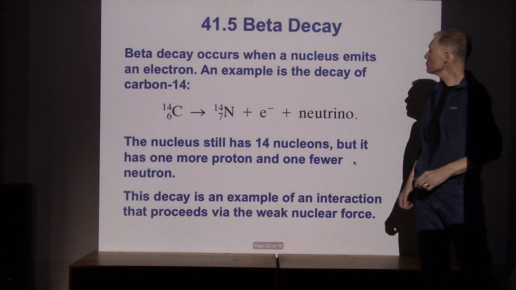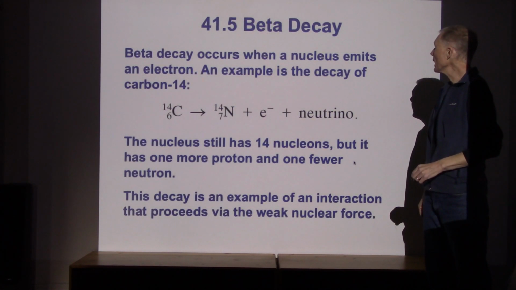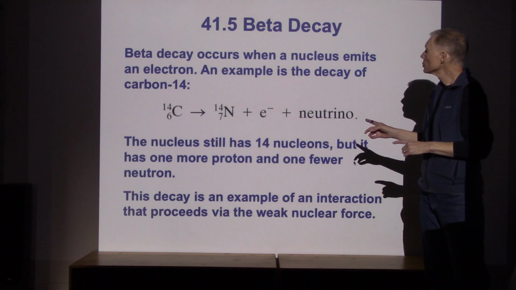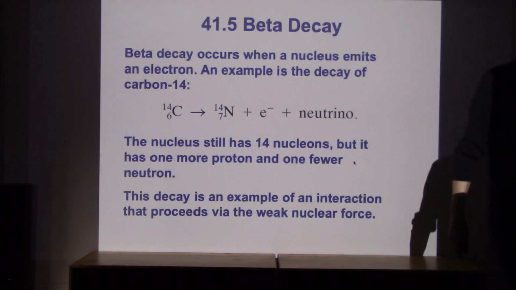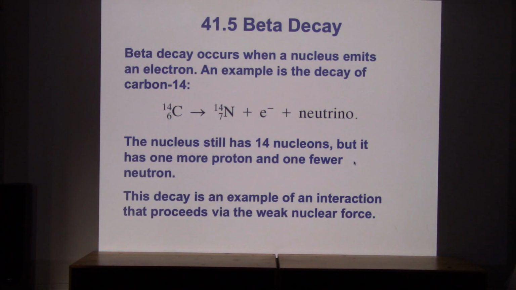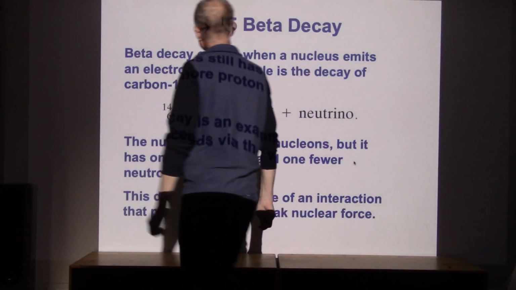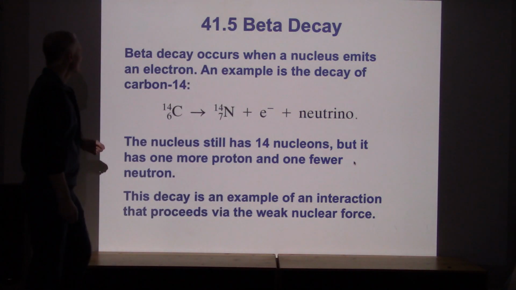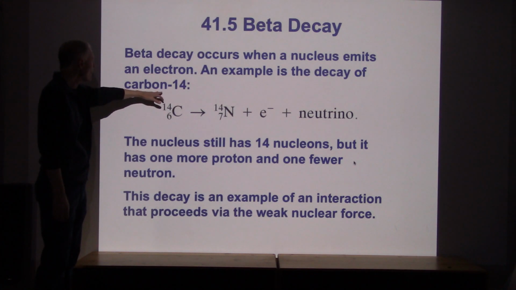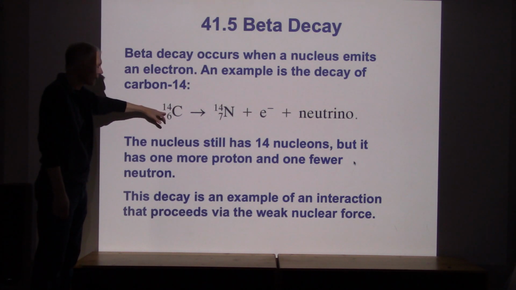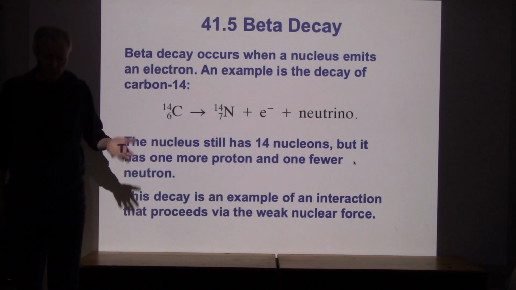All right, we want to move on and take a look at beta decay. So we've looked at alpha decay. We now want to take a look at beta decay. And for beta decay, let's look at an example here. This is carbon-14. This is a radioactive isotope of carbon.